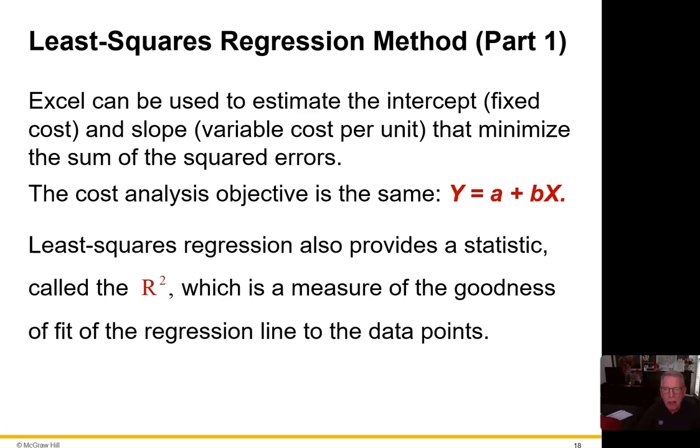So the cost analysis objective is the same. Here are total cost, fixed cost, variable cost. Least squares regression also provides a statistic called R squared, which is a measure of the goodness of the fit of the regression line to those data points.